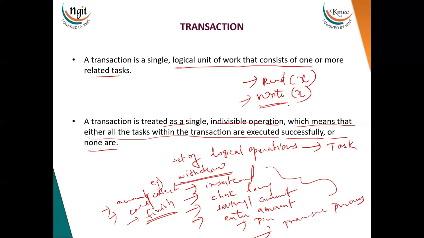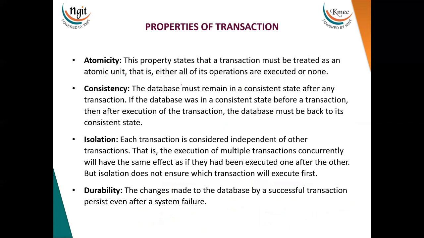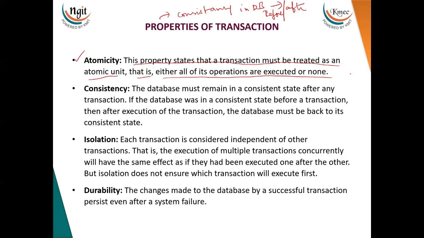Now let us move on to the properties of transactions. Properties of transactions have been defined in order to maintain consistency in the database, that is, before and after the transaction. Let us read out the properties and understand what they are. Firstly, atomicity. This property states that the transaction must be treated as an atomic unit. That is, either all its operations are executed or none.